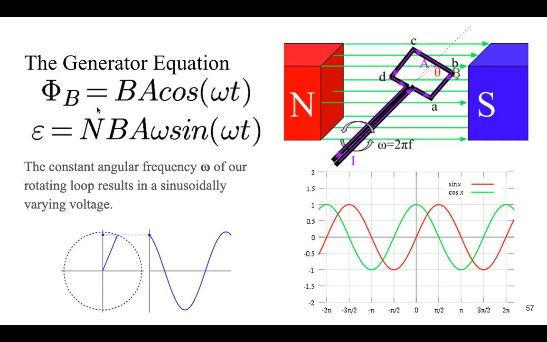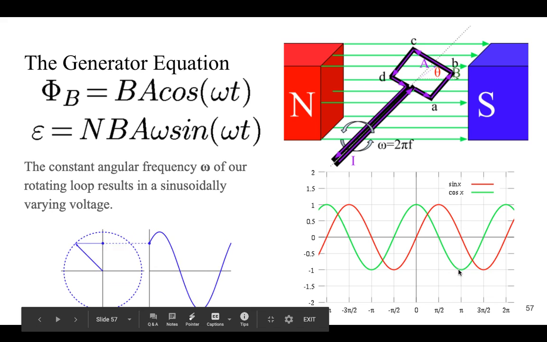So look at this top expression here for phi sub b, BA cosine times omega t. At t equals 0, we would have the maximum amount of flux that we're going to have. So it would be the green line here. And as it starts to turn, we're going to be losing flux, and then we're going to have flux going the other way, and then we're going to be back to 0, and just like this.